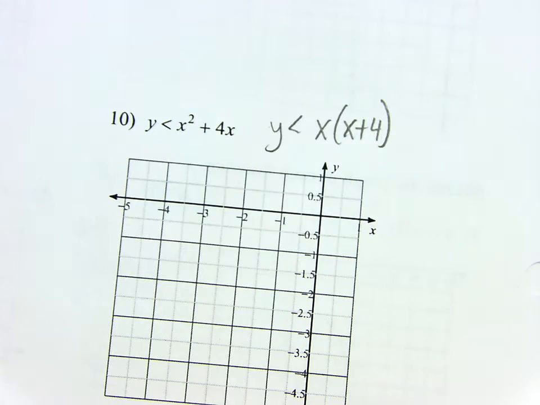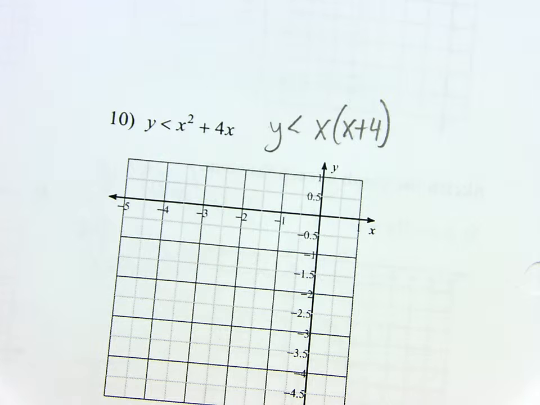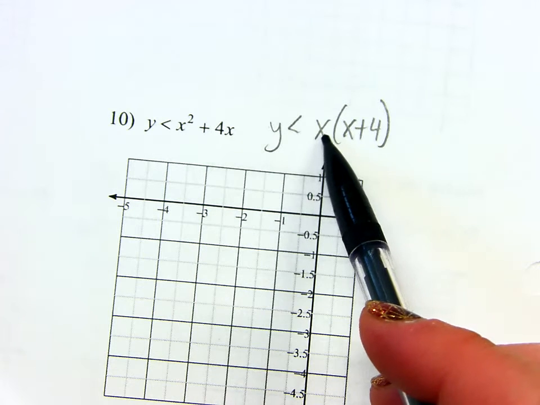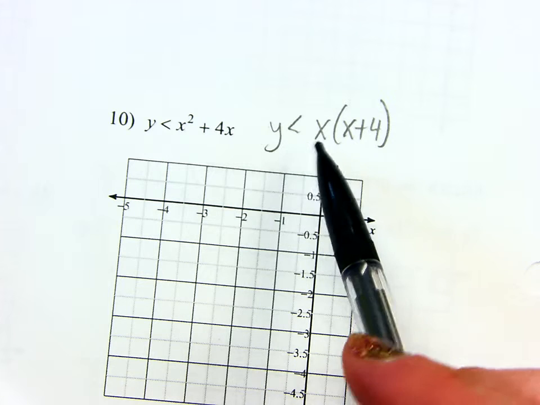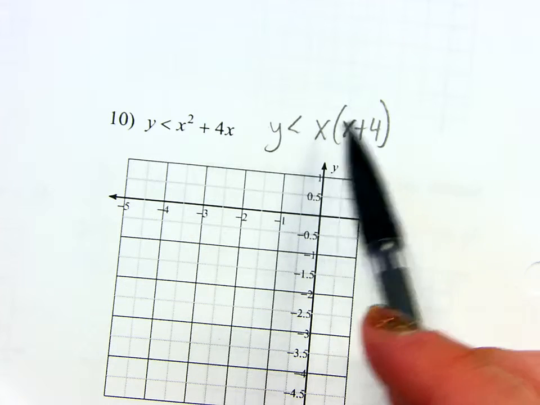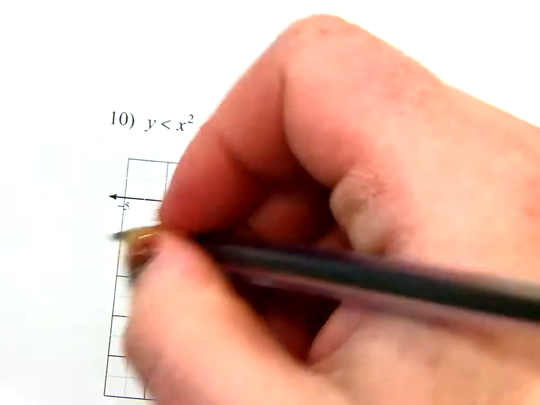That is an intercept form. Where is that thing crossing the x-axis? Negative 4 and 0, right? It's just that p is 0, because why would it ever say x minus 0? It wouldn't. So one of my intercepts is at 0, the other is at negative 4.